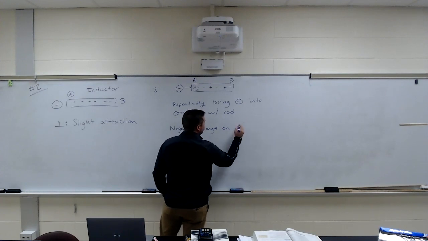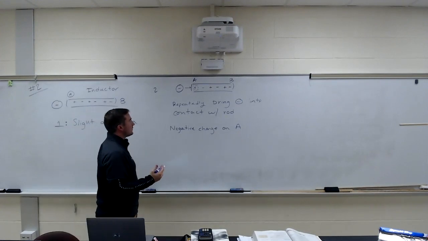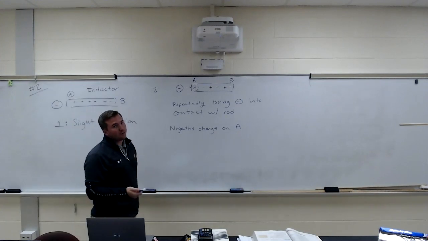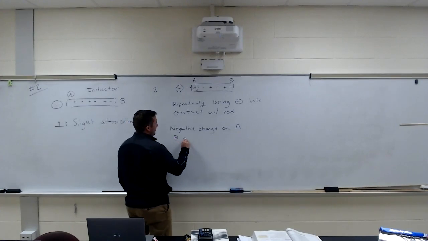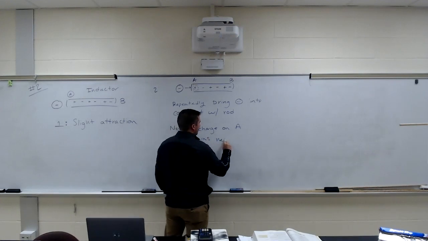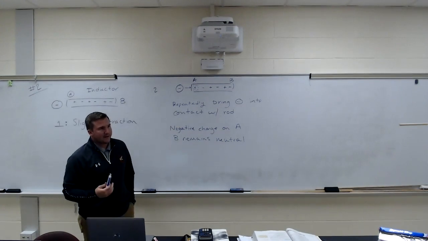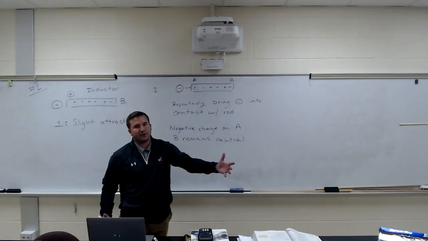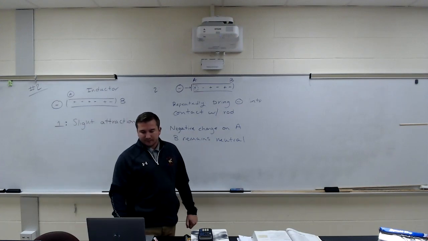and that charge doesn't get to spread over to B because it's an insulator. So the charge on B stays constant, what it was before, and B was neutrally charged. So B remains neutral. So A becomes negatively charged. That negative charge doesn't have the ability to spread throughout the rod, so we end up with just a negative charge on A and a neutral charge on B.